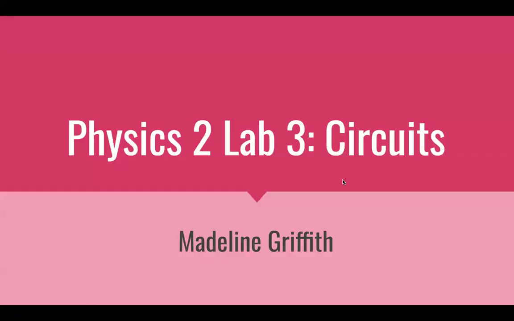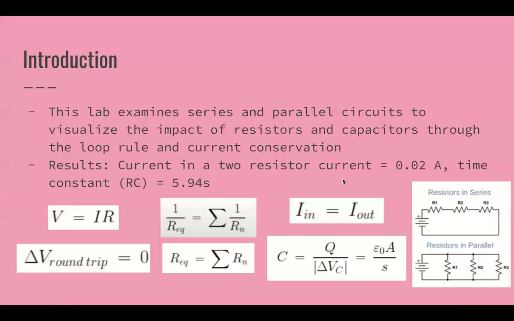Okay, this is my Physics 2 Lab 3 on circuits. For the intro, this lab is basically examining series and parallel circuits to visualize the impact of resistors and capacitors through the loop rule and current conservation, the node rule. My results are that the current in the two resistors is 0.02 amps, and the time constant is 5.94 seconds.